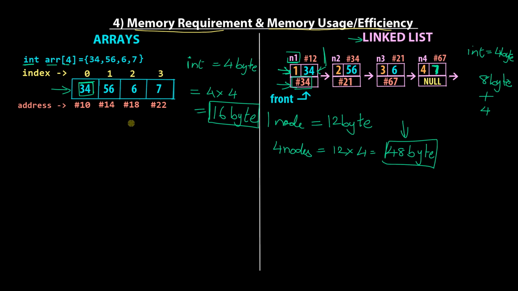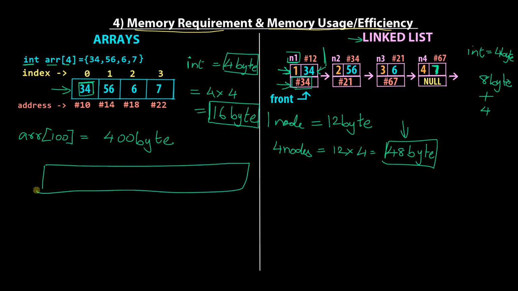Now imagine if the array was of size 100. So ARR of 100. So 100 integer data type elements will require how much memory? So 4 into 100, right? So that would be 400 bytes. So let's say we create an array of size 100.